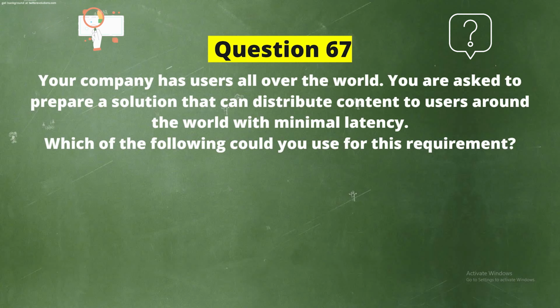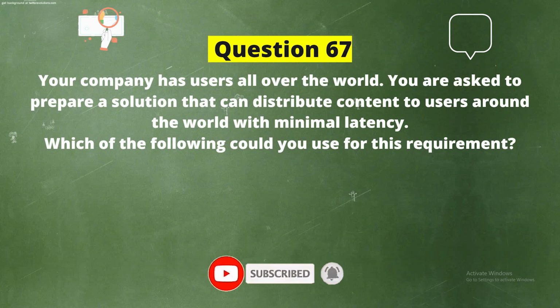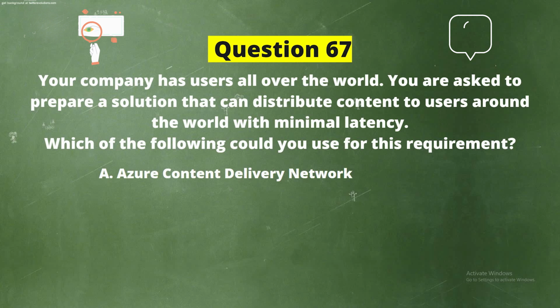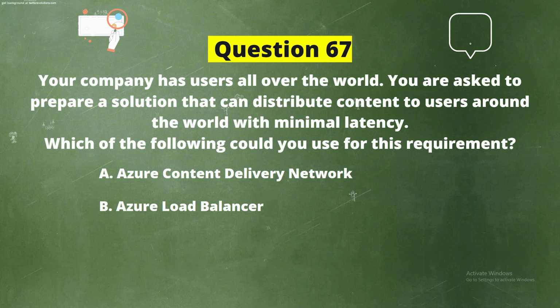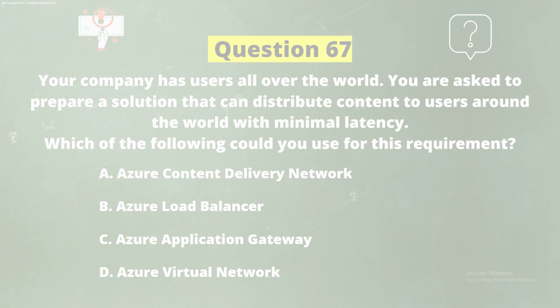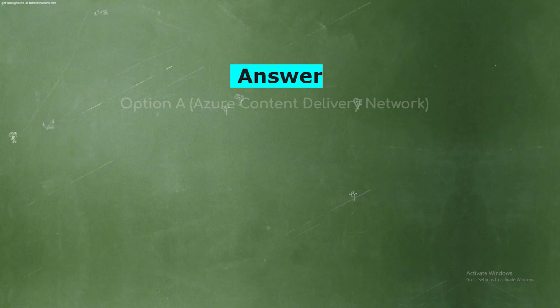Question 67. Your company has users all over the world. You are asked to prepare a solution that can distribute content to users around the world with minimal latency. Which of the following could you use for this requirement? Now, the options are Option A, Azure Content Delivery Network. Option B, Azure Load Balancer. Option C, Azure Application Gateway. Option D, Azure Virtual Network. And the correct answer is Option A, Azure Content Delivery Network.